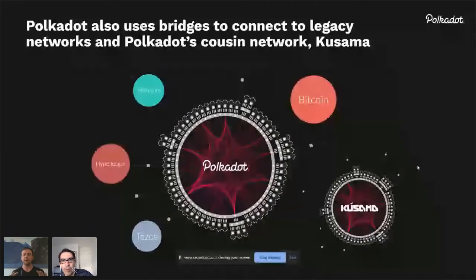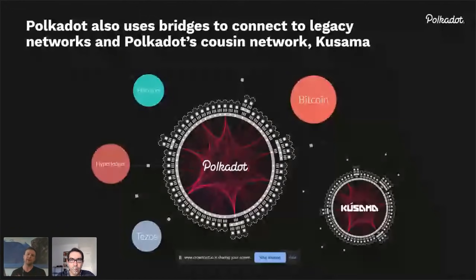And to zoom out even more, the reason why we're really excited about Polkadot's ability to connect all these blockchains together, as Bill walked through, is that you can see Polkadot will be building bridges as well to these existing networks like Bitcoin, or like Hyperledger for the enterprise use cases, or to our other network called Kusama.